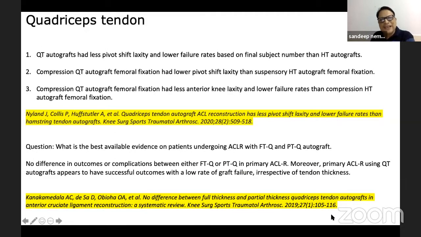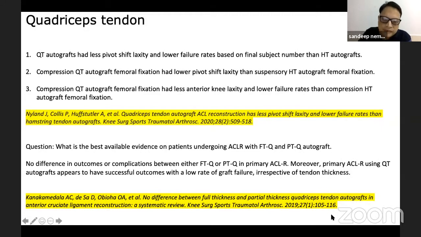QT autografts have less pivot shift laxity and lower failure rates based on final subject number than hamstring tendon autograft. Then when we talk about the fixation devices, compression quadriceps tendon autograft femoral fixation had lower pivot shift laxity than suspensory hamstring tendon autograft femoral fixation. Compression quadriceps tendon autograft femoral fixation had less anterior knee laxity and lower failure rates than compression HT autograft femoral fixation.